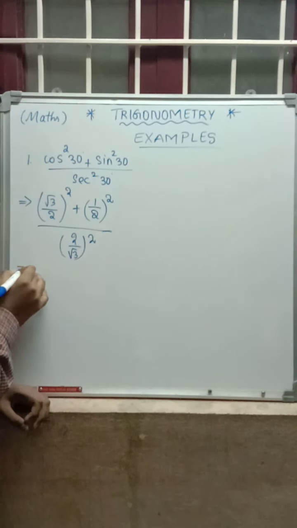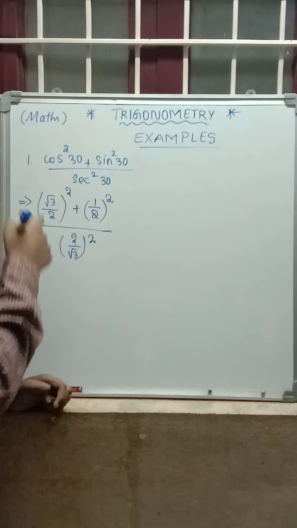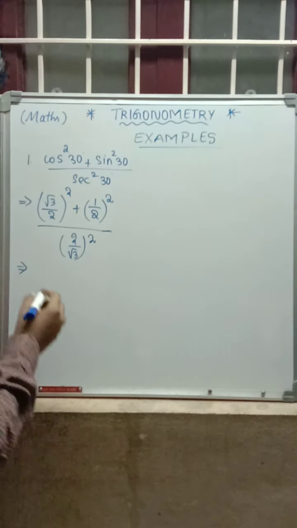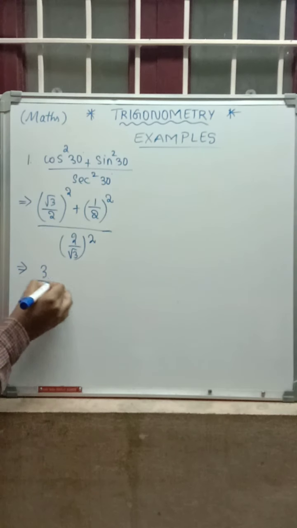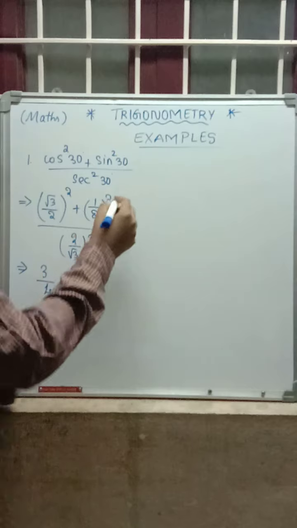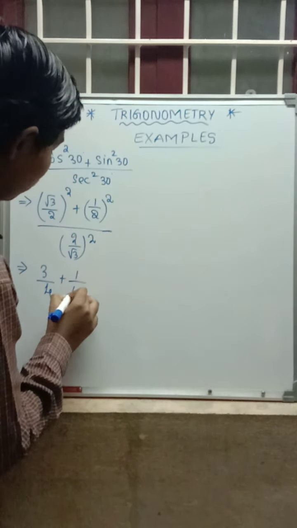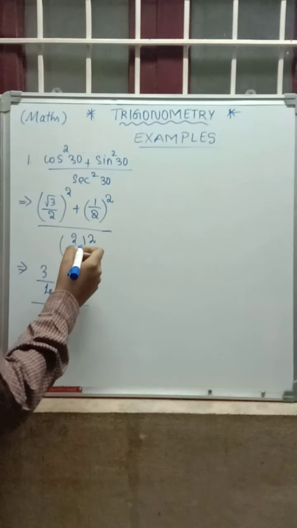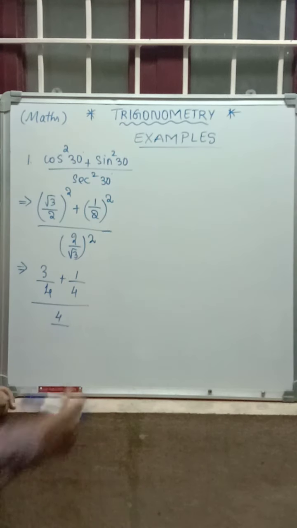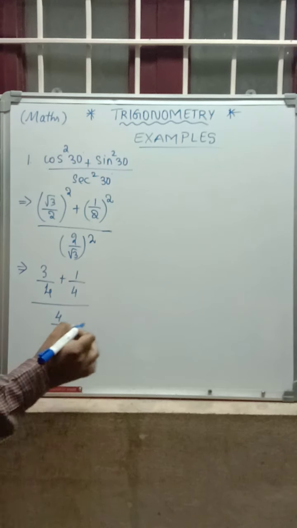2 by root 3 whole square. Root 3 by 2 whole square: for the numerator and the denominator there is a square. Root 3 into root 3 is 3, by 2 square, 4. So 3 by 4 plus 1 square is 1, by 2 square 4, whole by 2 by root 3 square. 2 square is 4 by root 3 square, root 3 into root 3, square and root get cancelled, 3. 4 by 3 is here.